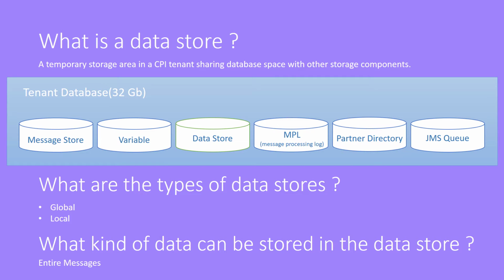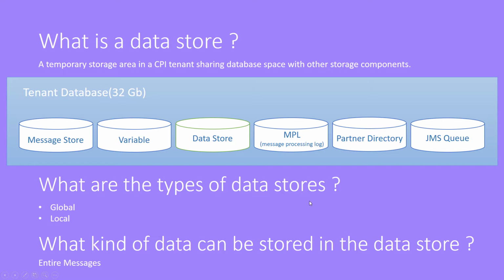So what is a data store? It is just a temporary storage area in CPI tenant. It shares the entire tenant database with other storage components like message store, variables, message processing logs, partner directory, and JMS queues. In this video, we will stick to what a data store is capable of, and in a future video, advanced sections, we will see what message stores, MPLs, partner directory, and JMS queues are capable of.